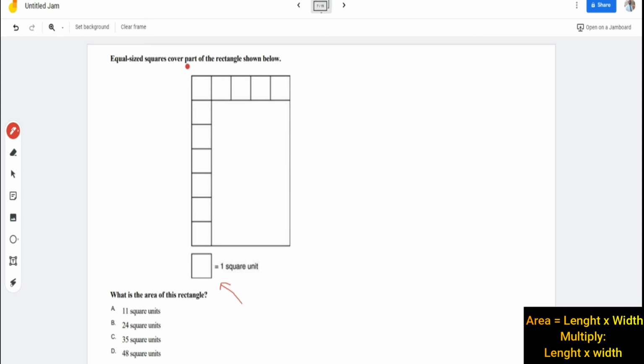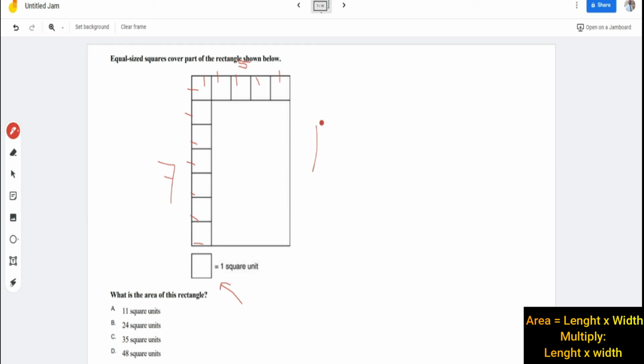Equal size squares cover part of the rectangle shown below. So what is the area of the rectangle? So we have to calculate the whole thing. We know the length, which is 1, 2, 3, 4, 5, and here the width is 1, 2, 3, 4, 5, 6, 7.